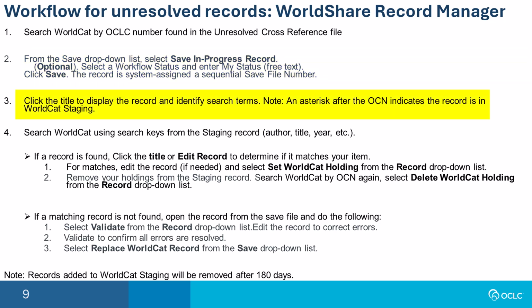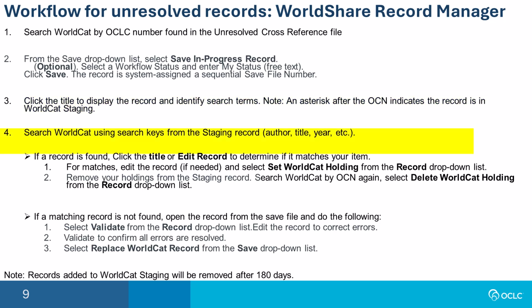Click the title to display the record and identify search keys. Search WorldCat using search keys from the staging record, such as author, title, year, etc. Click Title or Edit Record to determine if the record matches your item. For matching records, edit the record if needed and select Set WorldCat Holding from the Record drop-down list.